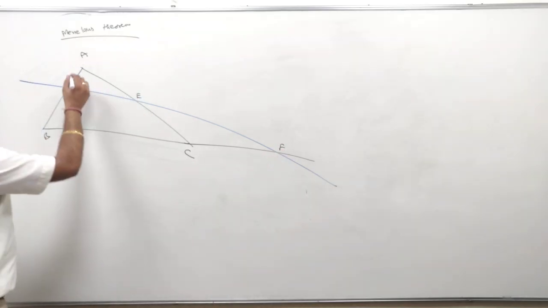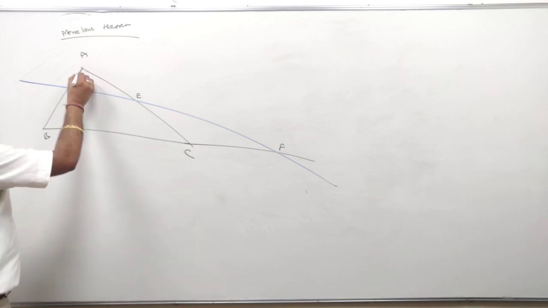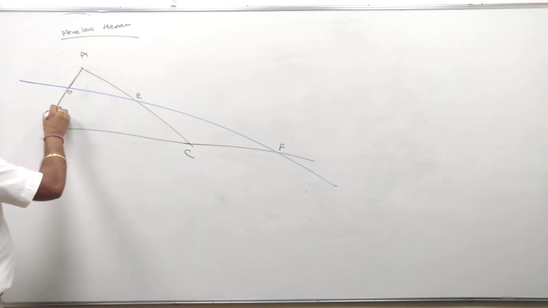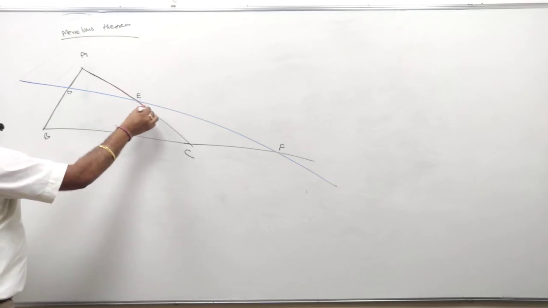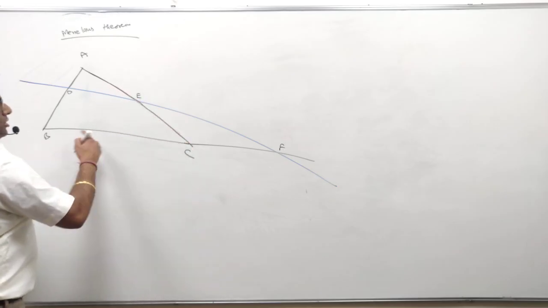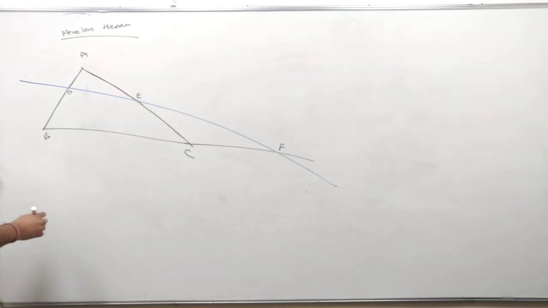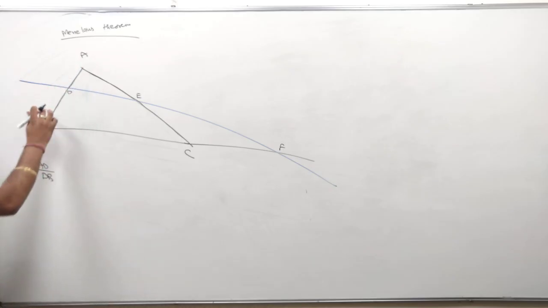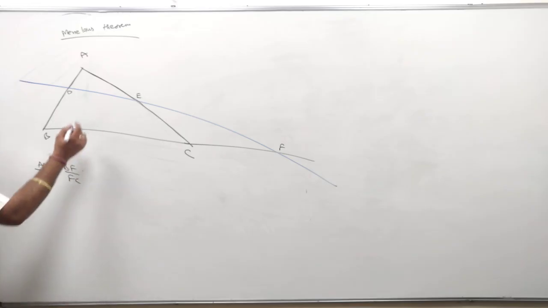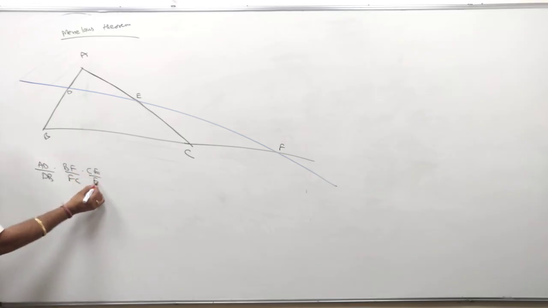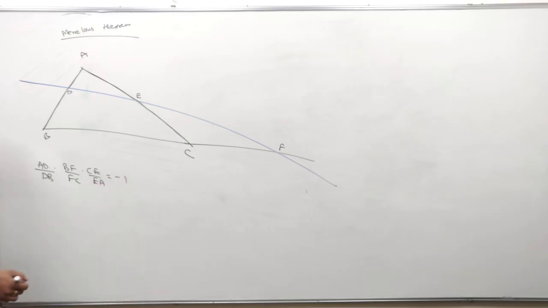If ABC is any triangle, and if you draw any line which cuts the three sides of the triangle at distinct points D, E and F, then there is one important result called Menelaus theorem: AD upon DB, into BF upon FC, into CE upon EA comes out to be -1.